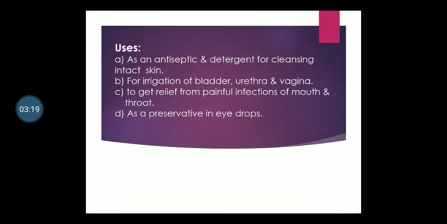Now the uses are most important. These are used as antiseptic and disinfectants, which have a detergent property also, and that detergent property is for cleansing of the intact skin and wherever there is a wound. Next, irrigating of the bladder or urethra. So wherever cleansing is needed, irrigating solutions are used. If there are infections, then benzalkonium chloride solution may be used as an irrigating solution for cleansing of these tissues.